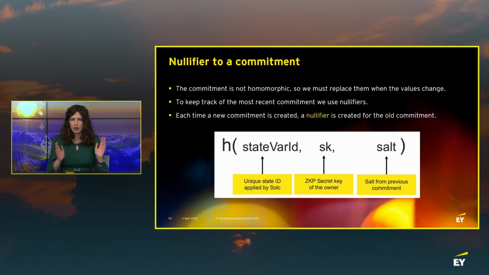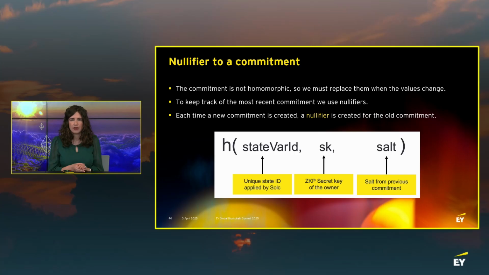Okay. So now the question is, what happens when we change the variable? The commitments are not homomorphic, so we actually have to replace them when the values change. So we add new commitments to the Merkle tree. But what that means is that in the Merkle tree, we have several commitments from various past states. And we need to keep track of the most recent commitment, otherwise you could use an old commitment and no one would know. So the way we do that is with nullifiers. Whenever we create a new commitment, we have to create a nullifier for the old commitment. And then the way that we prove that the commitment we're using is up to date is we just prove that there's no nullifier for that commitment.